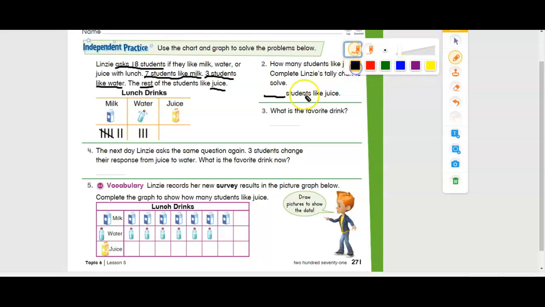After you find out how many students like juice and put that number in our tally chart, then answer, what is the favorite drink? Is the favorite drink milk, water, or juice? You have to have number 2 answered before you answer number 3.